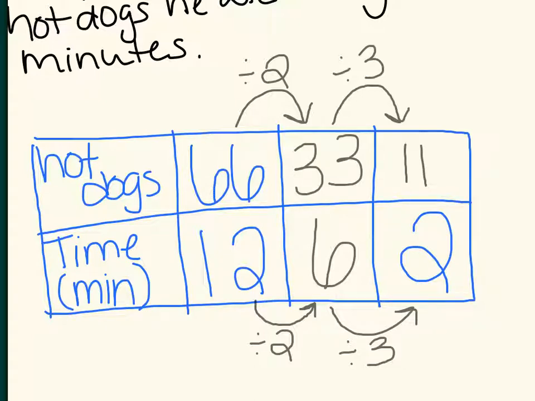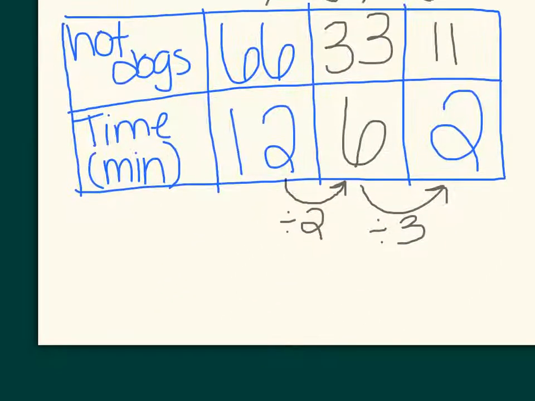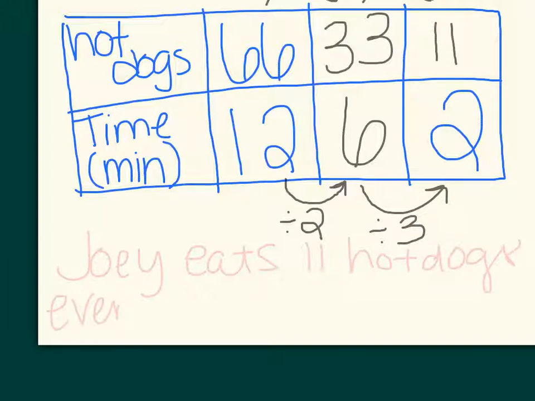So now we know that Joey Chestnut eats 11 hot dogs every 2 minutes. And ratio tables are just an easier way for us to show our work and display the information we're trying to get to.